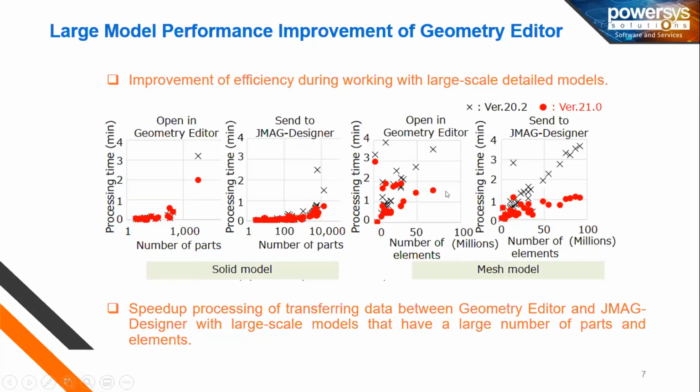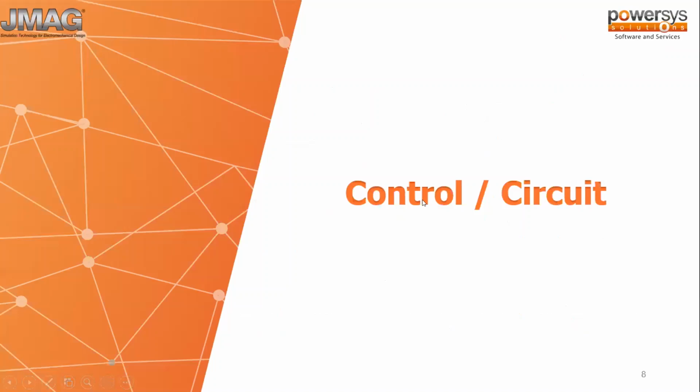So opening the geometry editor and sending back to the JMAG Designer also holds good for version 21. And that's the general information regarding the processing speed of the analysis and mesh generation.